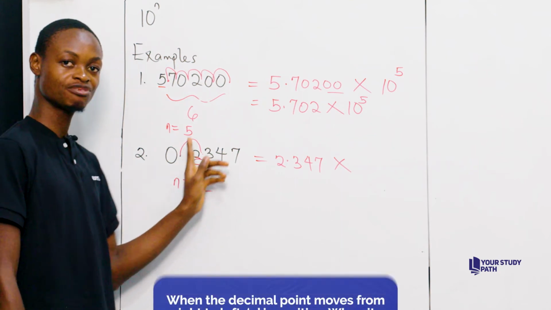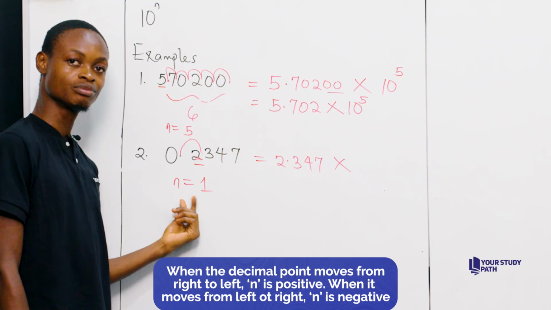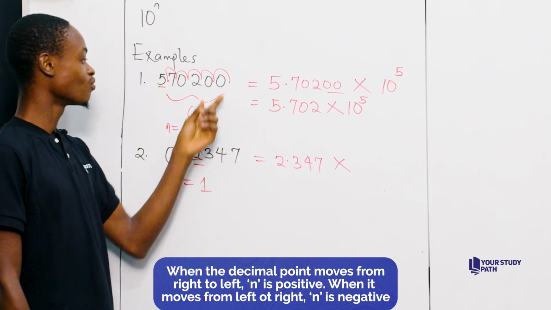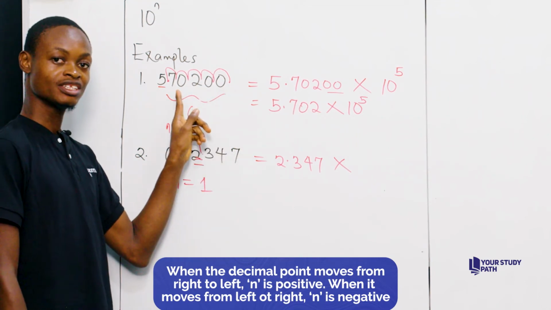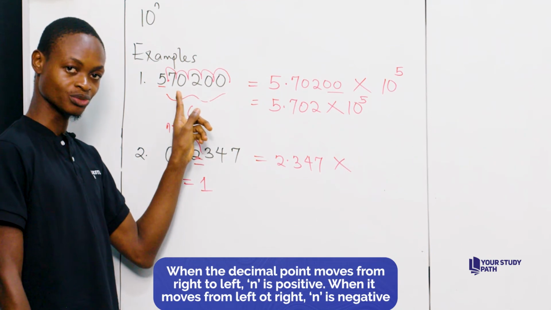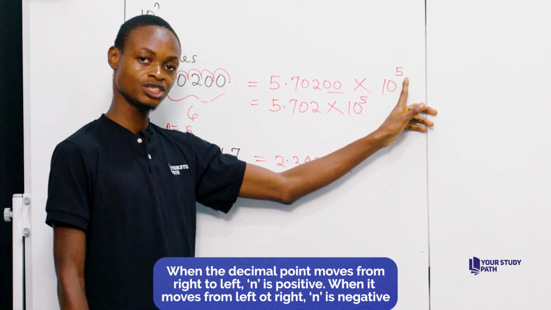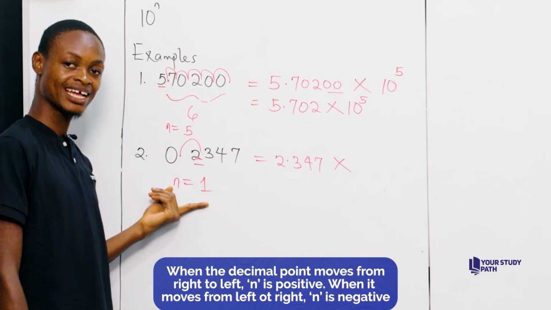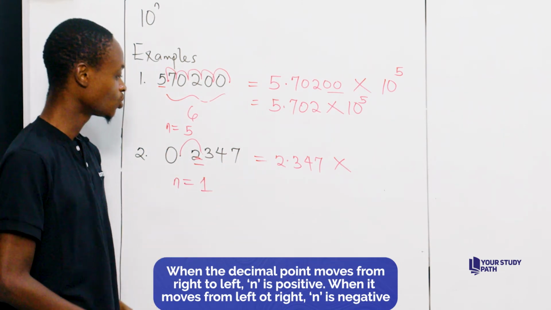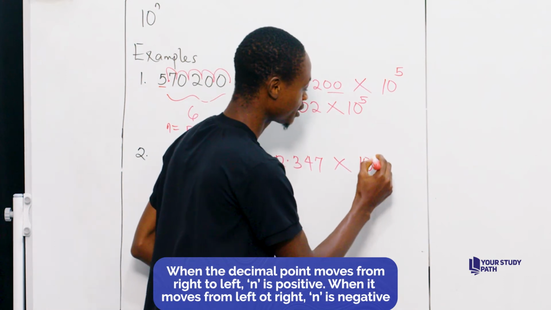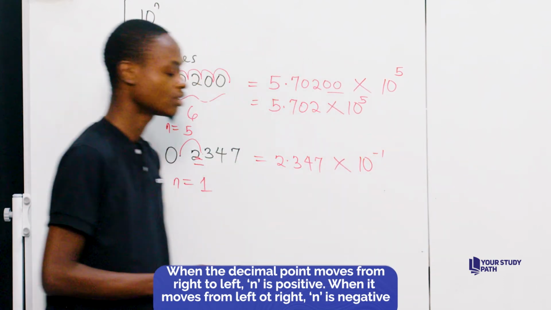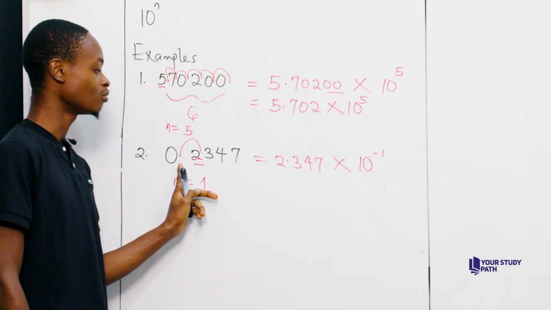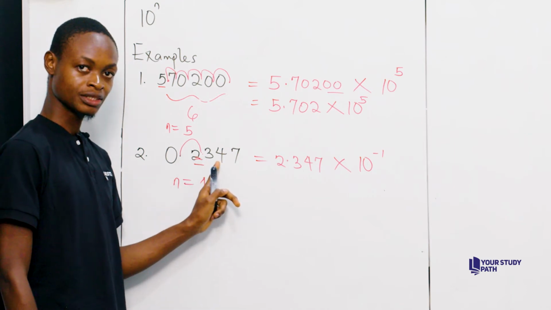Now, when you move from left to right, the value of n becomes negative. When you move from right to left, the value of n becomes positive. This is why this is positive here. But in this case, since we are moving from left to right, the value of n now will become negative. So you have this as 10 raised to the power minus 1. Minus because we moved from left to right.